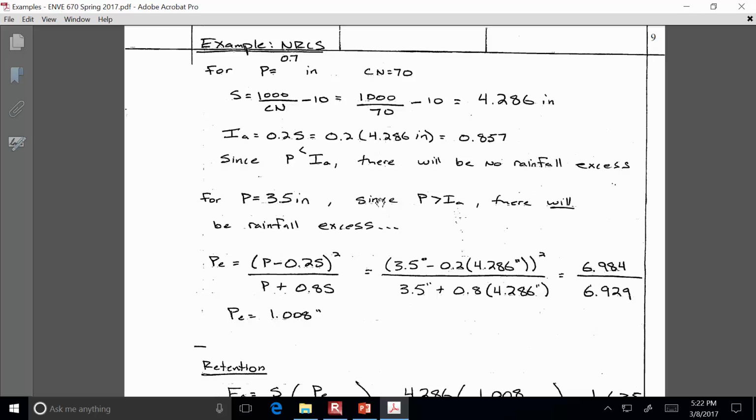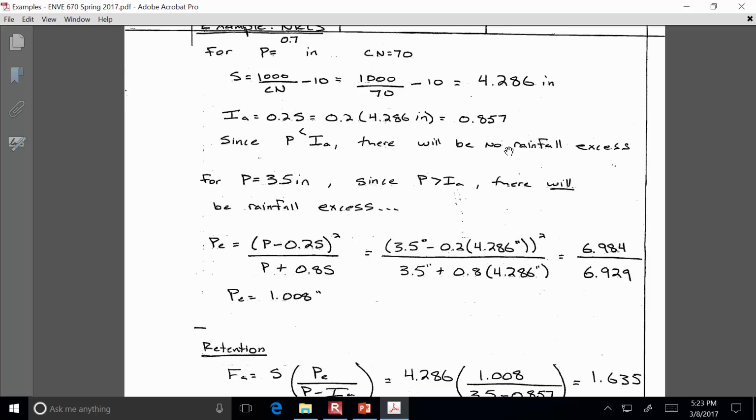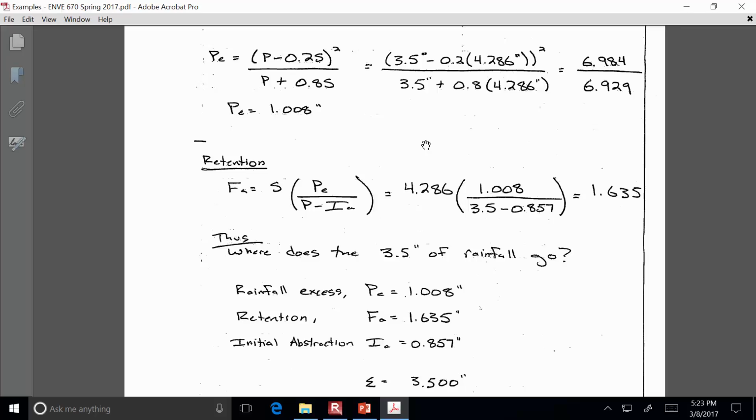So in this case, the precipitation was 3.5 inches, so not all of that precipitation goes into storage, even though given a long enough time period, you could maybe cram 4.286 inches of rain down underneath the soil. In the short term, it doesn't end up being that case. And so if we're trying to figure out where is that 3.5 inches of water, like how much of it goes into each of the three components, then this is where it goes.